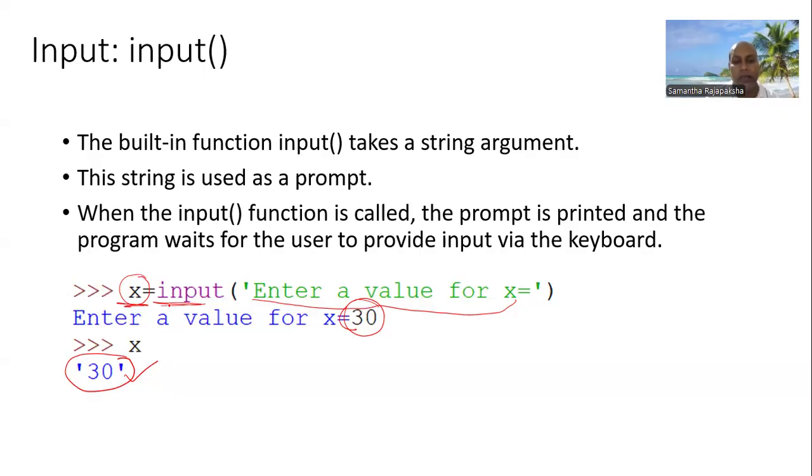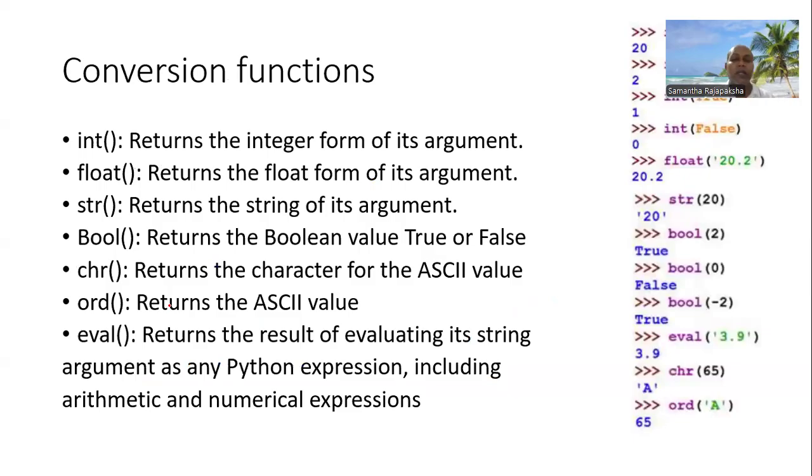It will be a string, not an integer. But we have some conversion functions. If you want to convert the input value to an integer, you can use the int function. If you want to convert into float, you can use the function float. If you want to convert something to string, you can use the function str. If you want to convert it to boolean, you can use the function bool. The chr function is used to get the character for an ASCII value.